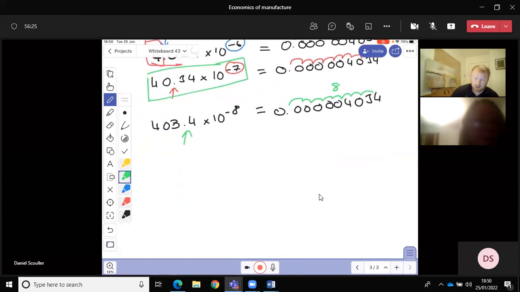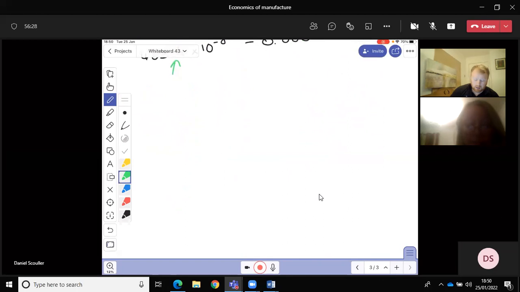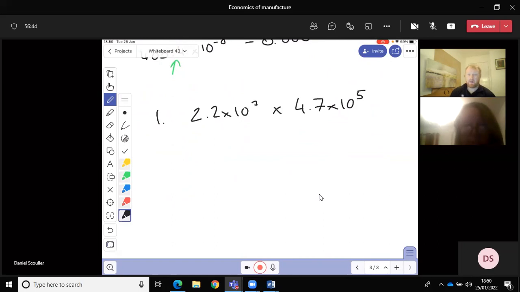Okay, so want to have a wee practice using your calculator. Make sure we're getting the right answers. So if we try put in our calculators 2.2 times 10 to the 3 multiplied by 4.7 times 10 to the 5. Okay, so we're typing in and we're using that button down the bottom, either your EXP button or your times 10 to the power of button.